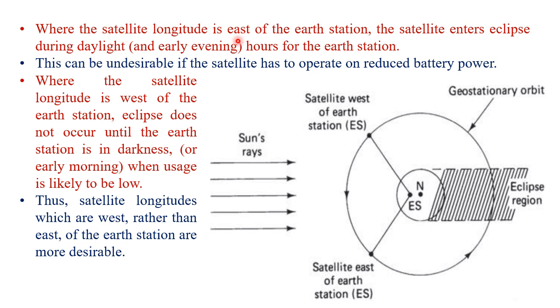Now, where the satellite longitude is east of the Earth station, the satellite enters eclipse during daylight hours for the Earth station. And this can be undesirable if the satellite has to operate on reduced battery power. Where the satellite longitude is west of the Earth station, eclipse does not occur until the Earth station is in darkness or early morning when usage is likely to be low. Thus, satellite longitudes which are west rather than east of the Earth station are more desirable.